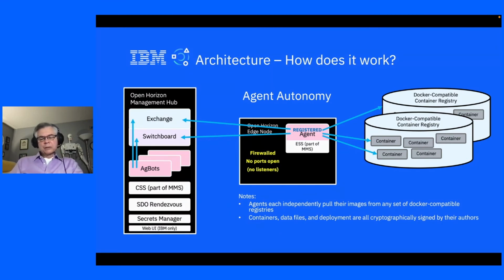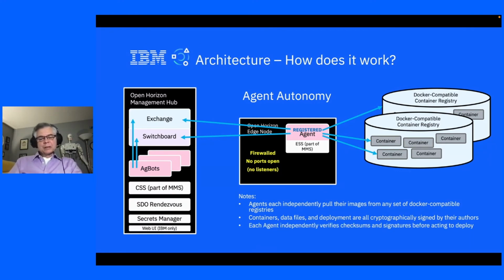Then the containers, data files, and deployment are all cryptographically signed by their authors. So the agent in the field will verify that this container has not been modified and that the deployment information, which is things like where the agent can access the file system of the host, or which ports your container is allowed to bind to, and whether it should run with particular capabilities or privileges. All of that is cryptographically signed when you deploy, when you set your policies and procedure or patterns for your deployment.